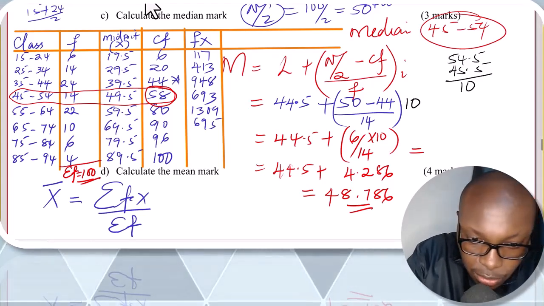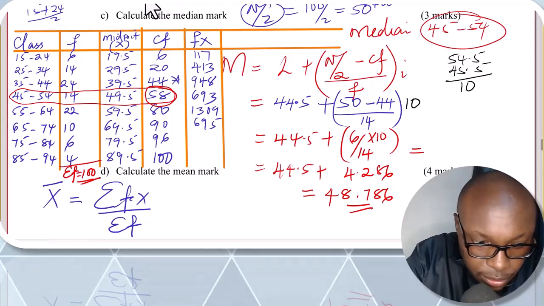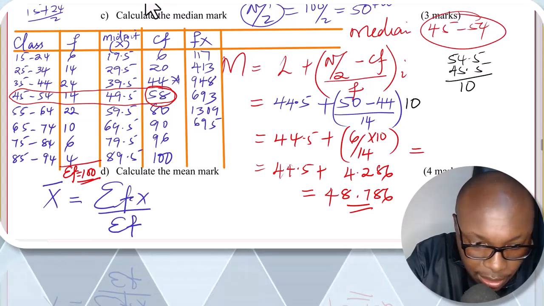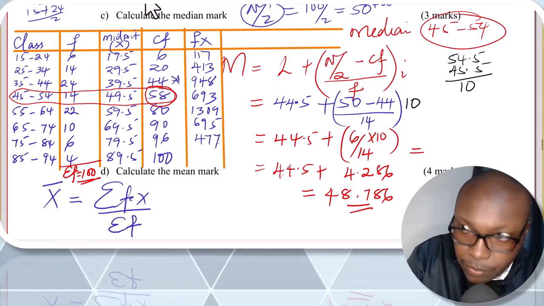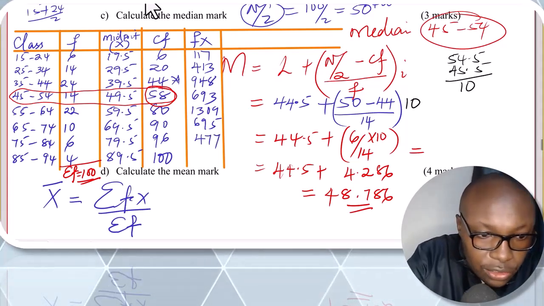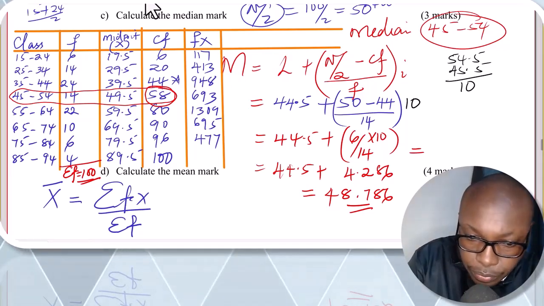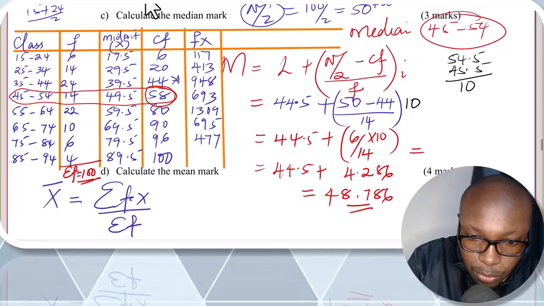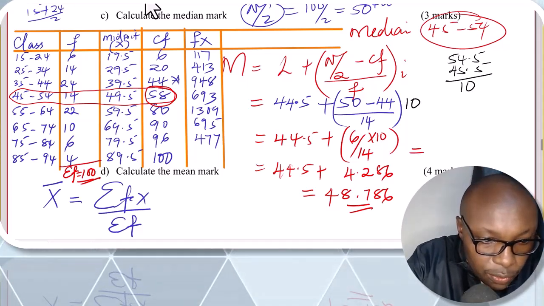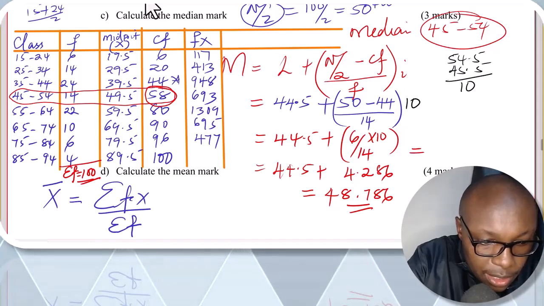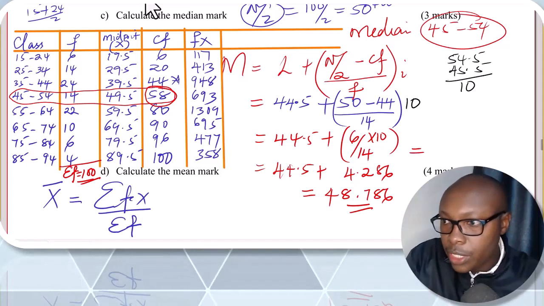The next one is 6 multiplied by 79.5, that will give 477. And then the last one is 4 multiplied by 89.5, that will give 358.